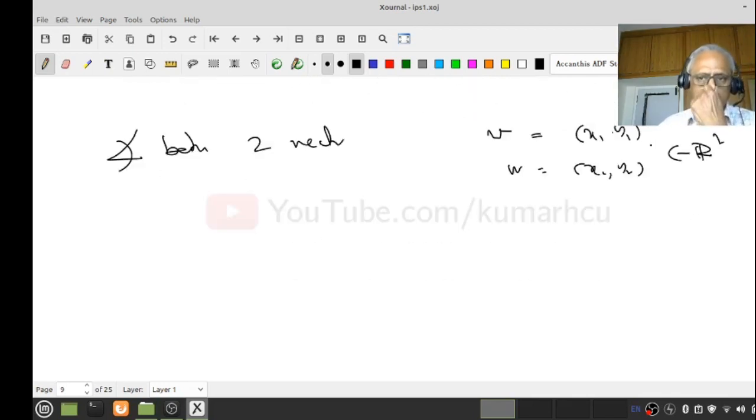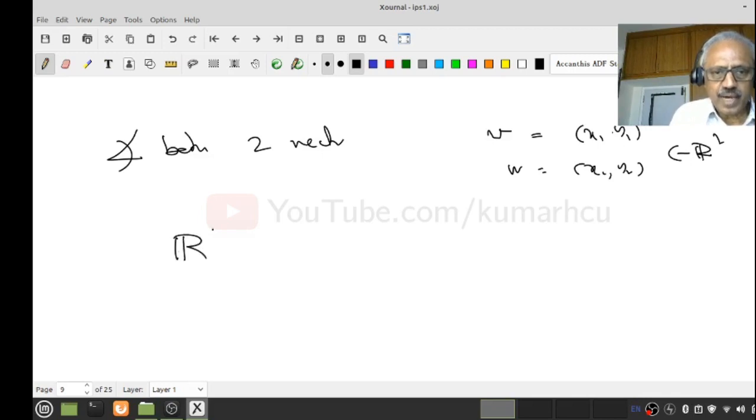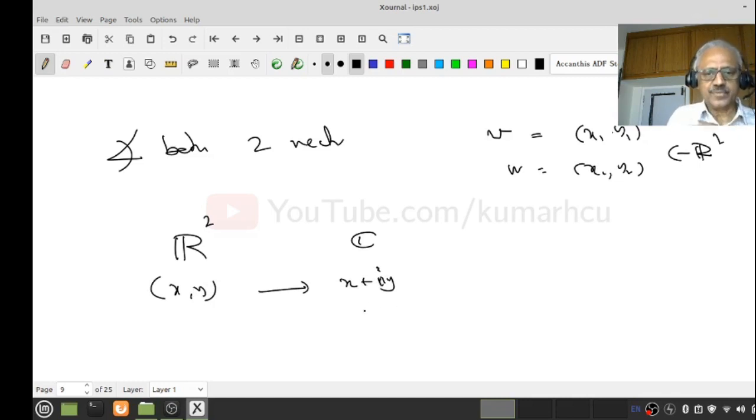Now the way I want to do this is very interesting. Let us look at R2 and C. There is a bijection: if you give me an ordered pair (x, y), then I can think of the complex number x plus iy. And on the other hand, if you give me a complex number x plus iy, I can write it as the pair (x, y). This is the bijection. Again, as a vector space, this map is a linear isomorphism.